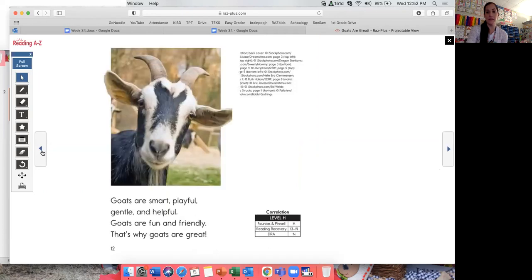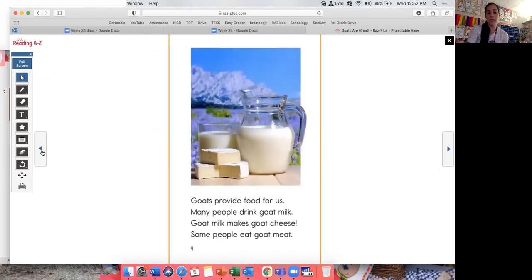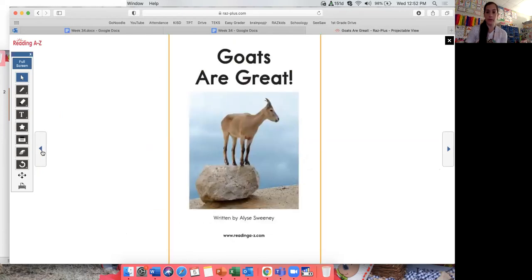Okay, and that's the end of the text. Now, I'm going to go back to the beginning. If we were wanting to know all about goats, thinking back to our research on animals, what were some of the main important things that we really needed to know to learn more about the animal? Do you remember when we did that research and graphic organizer? What are some really important things that we had to learn about our animal?